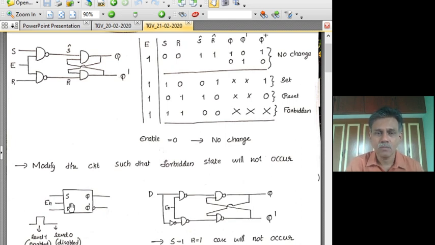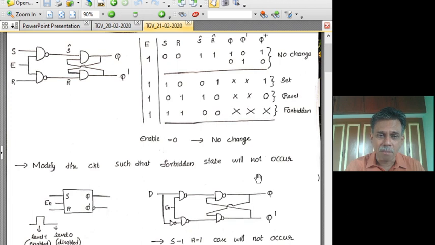So here, if we let both the inputs take different values, then the forbidden state will never occur. Of course, we also lose the no change state. That is also another price that we are paying. But if we do so, then we have the ability to set the latch or reset the latch based on the input.